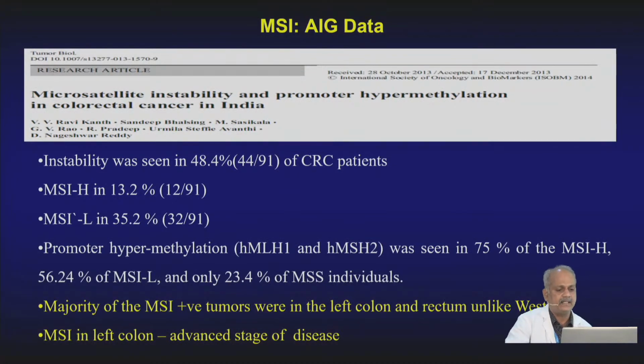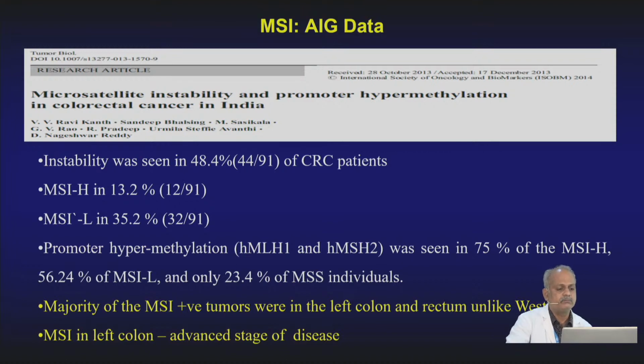Now, we did a study at AIG where we looked at microsatellite instability in all young colorectal cancer patients below 40 years of age, and we have seen that the instability is seen in almost 50% of the colorectal cancer patients. MSI high was seen in around 13% of the patients, and MSI low was seen in around 35%. Usually it's a mutation in the MutL homolog and MutS homolog genes. However, we have seen that predominantly there was promoter hypermethylation in the promoter sequences of these particular genes, which was seen in almost around 75% of the MSI high and MSI low individuals.